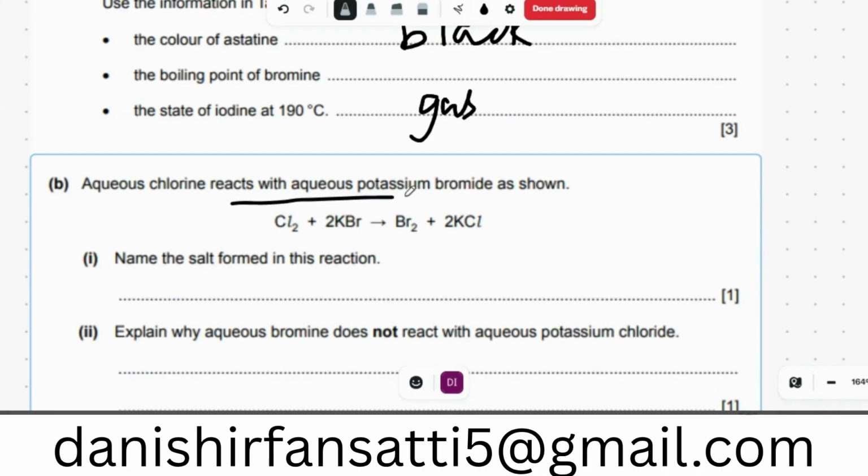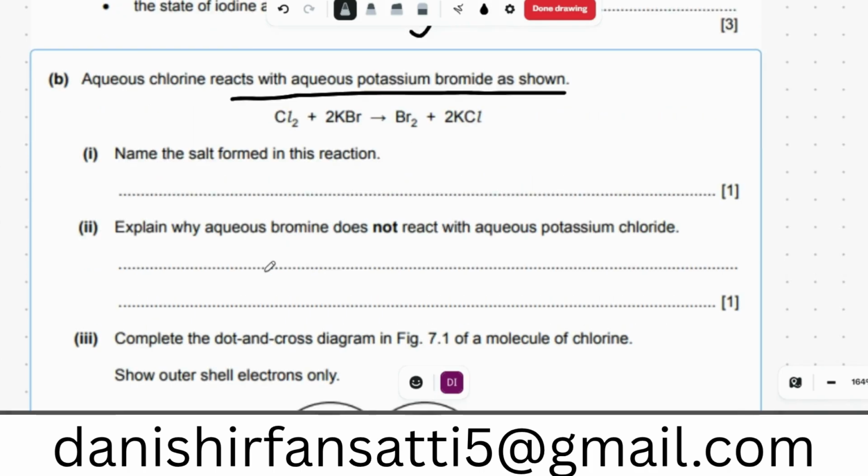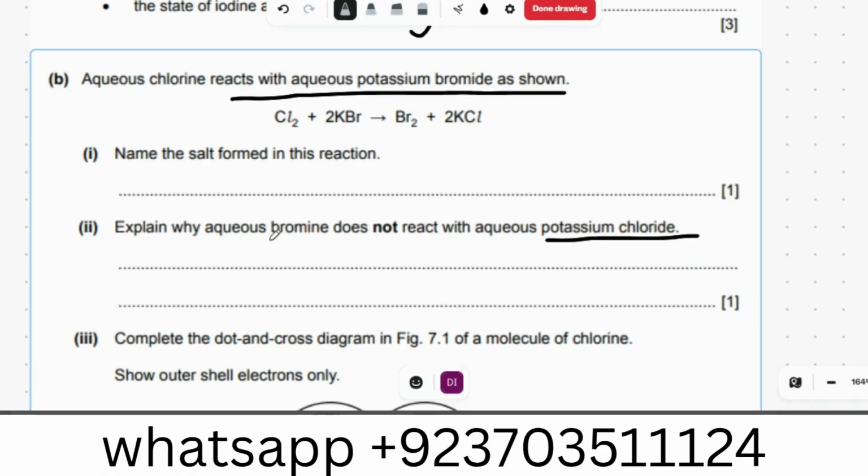Aqueous chlorine reacts with aqueous potassium bromide as shown. Okay. Name the salt formed in this reaction, that is called potassium chloride. Okay. Explain why aqueous bromine does not react with potassium chloride, because bromine is less reactive than chlorine, so it cannot replace chlorine from potassium chloride.